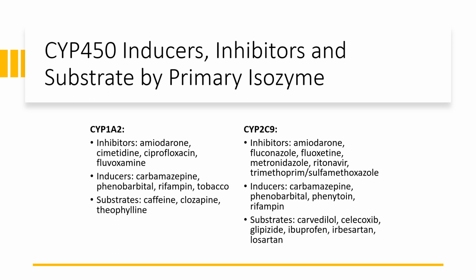Cytochrome CYP2C9. Common inhibitors include amiodarone, fluconazole, fluoxetine. Inducers include carbamazepine, phenobarbital, phenytoin. Substrates include carvedilol, celecoxib, glipizide, ibuprofen, amongst others. So it's the same idea. For example, if you are taking metronidazole, metronidazole will inhibit the activity of 2C9. And let's say you're taking the product carvedilol, because metronidazole is inhibiting the activity, you will have an increased amount of carvedilol, which is a substrate.